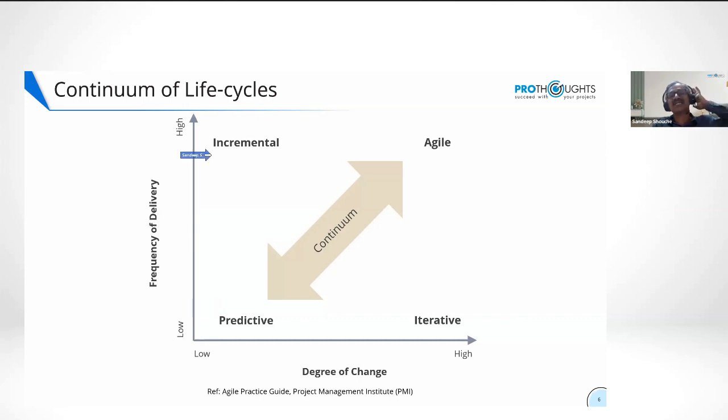Sometimes there aren't a lot of changes. We can't make changes, but we can still deliver incrementally. Can you think of any example of this? Incremental delivery. Not changes, but incremental delivery.